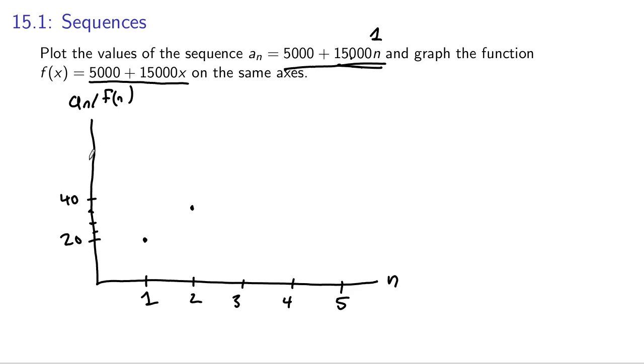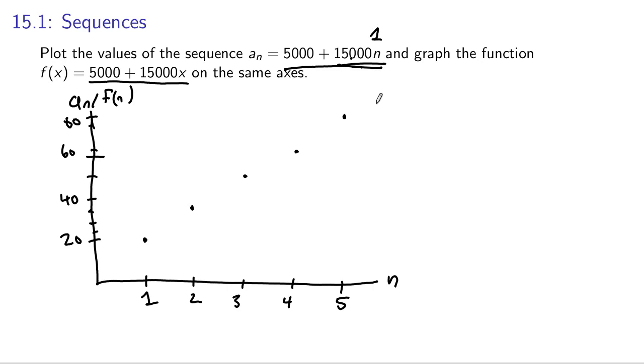20, 40, 60, and 80. Okay, so after 35,000, we have 15,000 more, is 50,000. So at a sub 3, we have 50. At a sub 4, we add another 15 to get 65,000. And then we add another 15 to get 80,000 at 5.